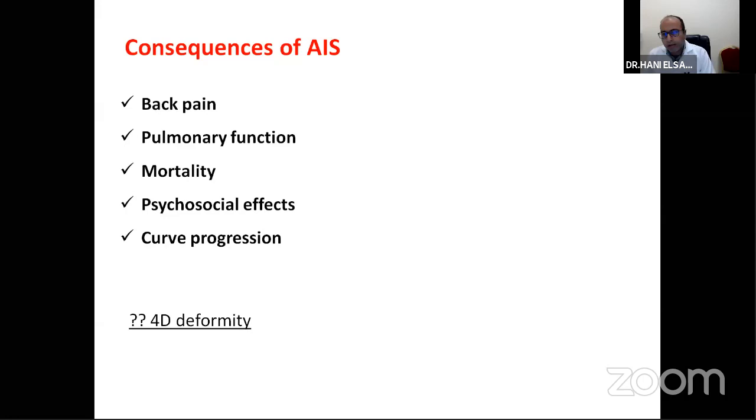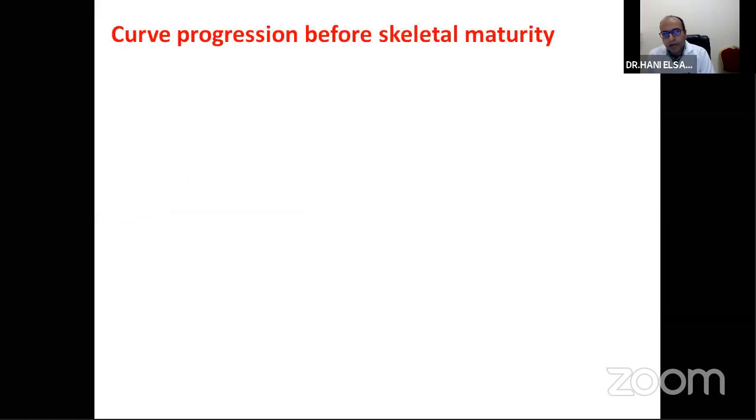We can name AIS a 4D deformity. It occurs in 3 planes: coronal, sagittal, and the axial plane. With the addition of time, it may be a 4D deformity. So the curve may increase with time. It may increase before skeletal maturity. Curve progression is defined as an increase exceeding 5 to 6 degrees over 6 months.